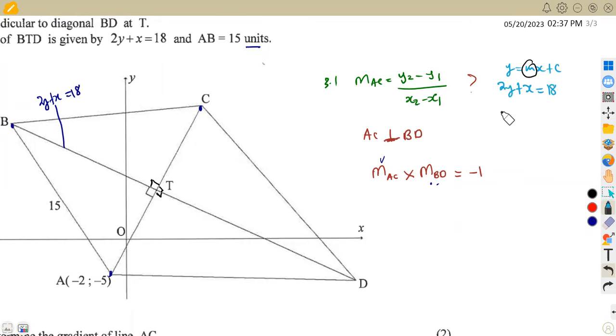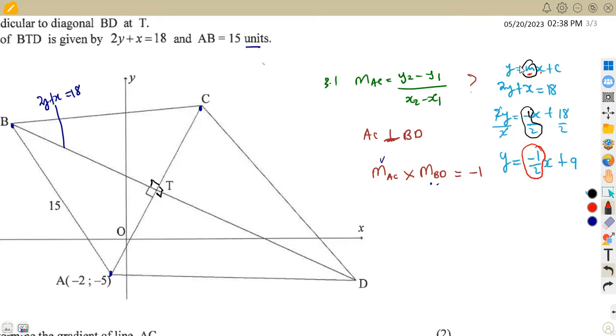So you can transpose x to the left-hand side so that it can be -x plus 18. So to find y, you have to divide each and every term by 2. So y is equal to -1/2 x, and 18 divided by 2, which is going to be 9. So this is our mx, the part that is multiplying x. x is multiplied by a half.